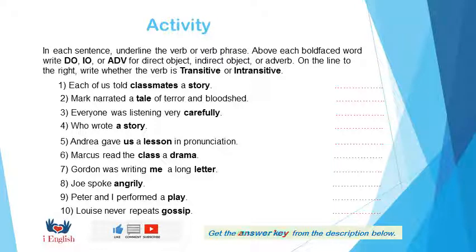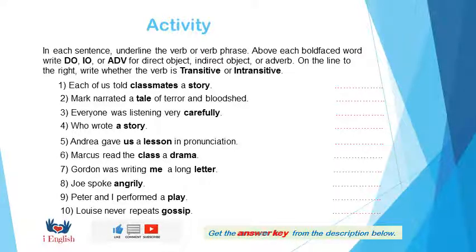Let's do some exercises based on this lesson. Objects. Here is a question. In each sentence, underline the verb or verb phrase. Above each bold-faced word, write do, io, or adv for direct object, indirect object, or adverb. On the line to the right, write whether the verb is transitive or intransitive.